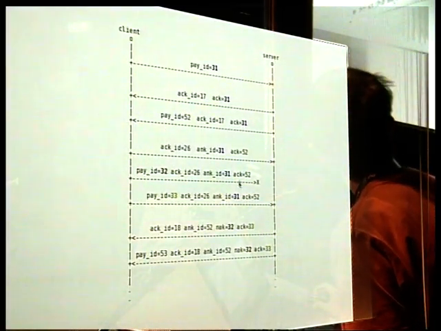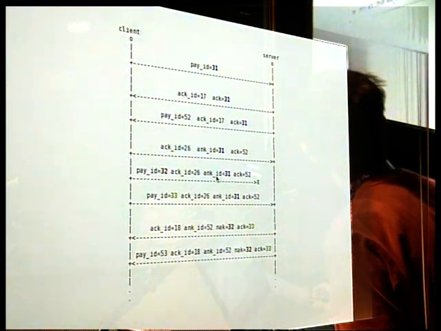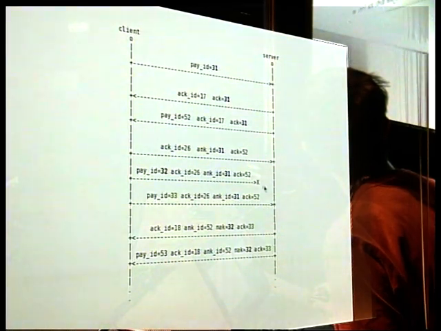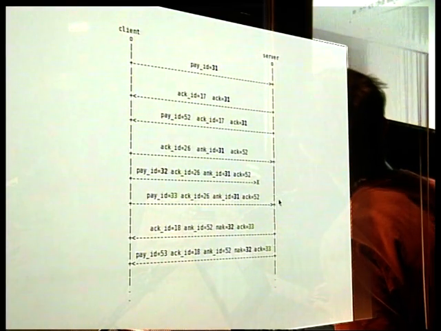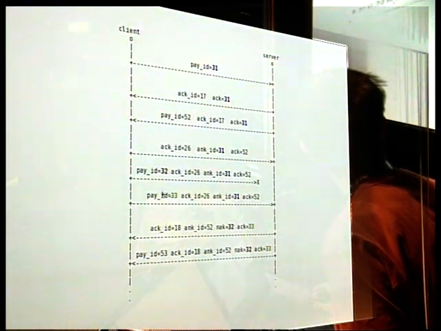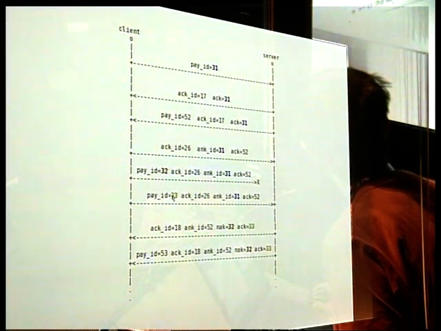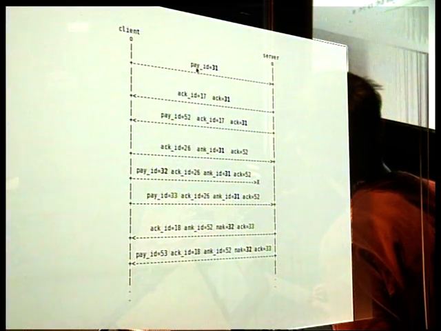This is the case where a packet is lost. This packet loss is detected by the server when the new packet with ID 33 is received, because it expected 32.